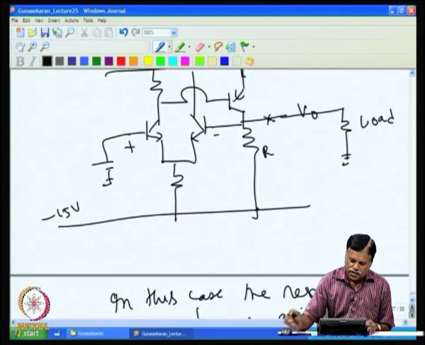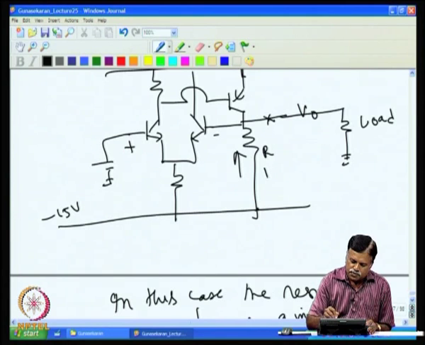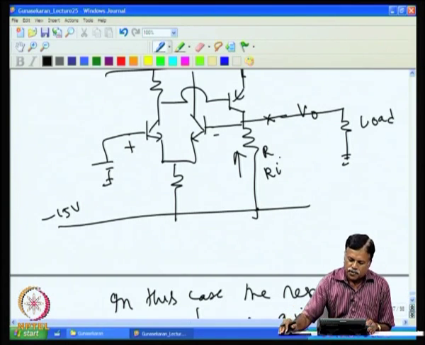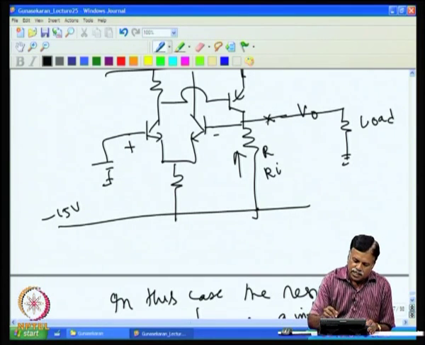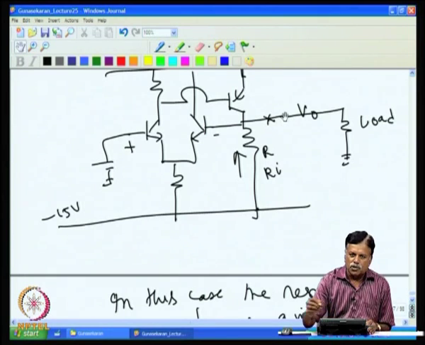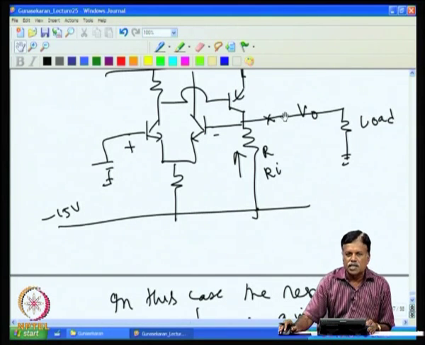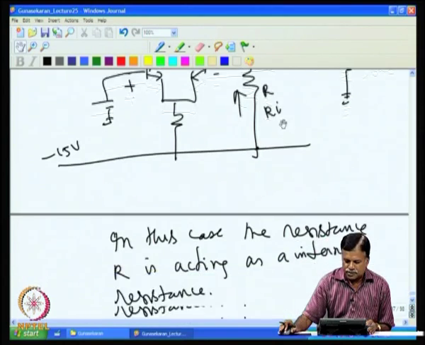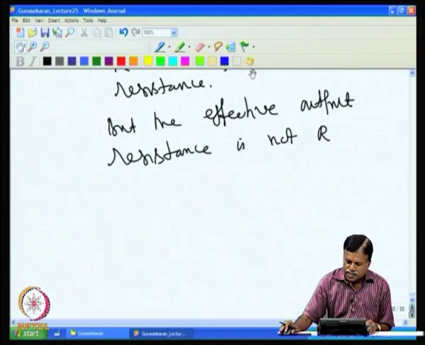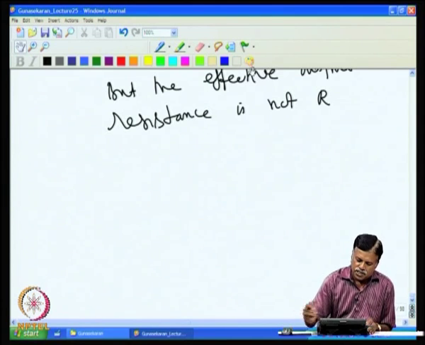This is because you have a current I flowing here. Then we expect R into I as the voltage drop, but then that reduction in voltage, the current flowing through this reduces the voltage here. That reduces the voltage at this point, and that makes more current flow here, and more voltage appears here to compensate. So most of the loss that is taking place on the internal resistance of the op amp is compensated because of the closed loop feedback action.